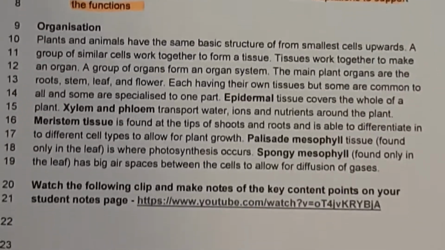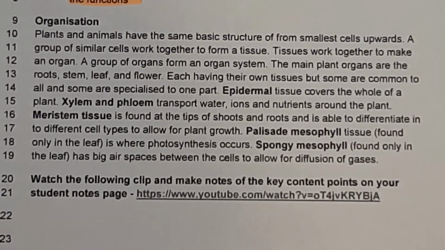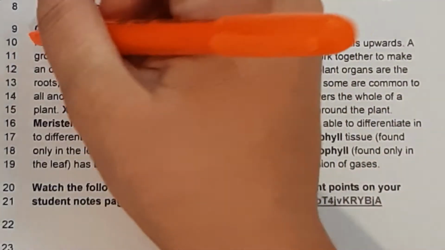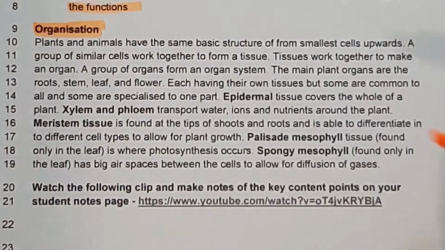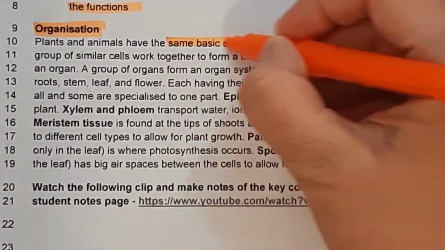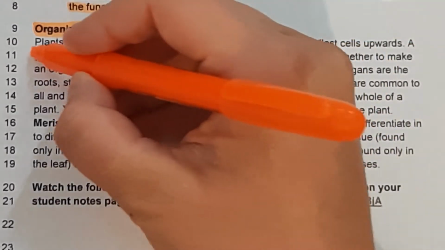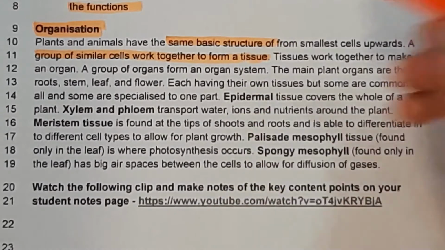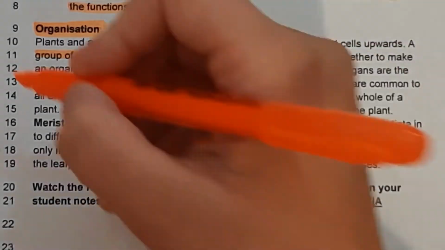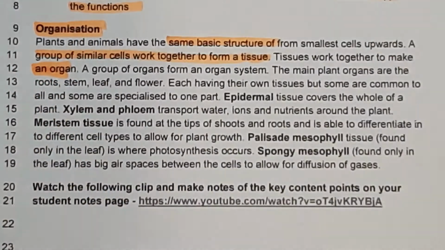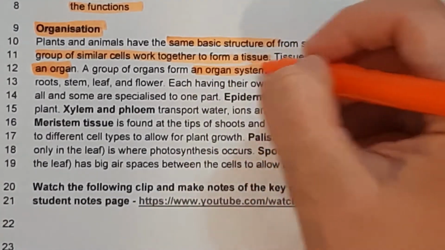Okay, so we're going to move on to organisation now. So under the subheading of organisation, this is about plants. Well, plants and animals have the same basic structure from the smallest cells upwards. A group of similar cells work together to form a tissue. Now we know these definitions. Tissues work together to make an organ. A group of organs form an organ system.